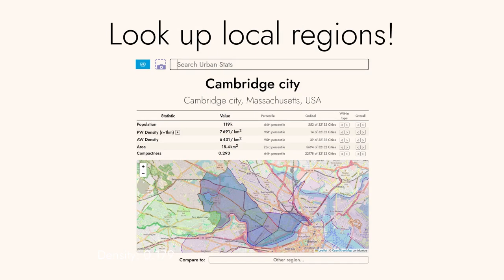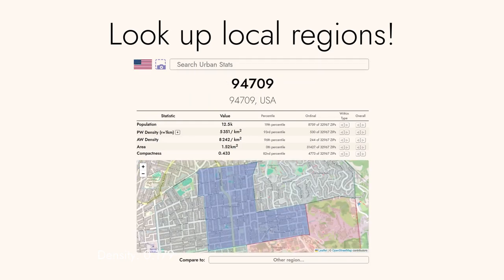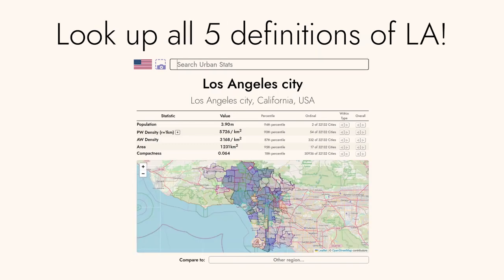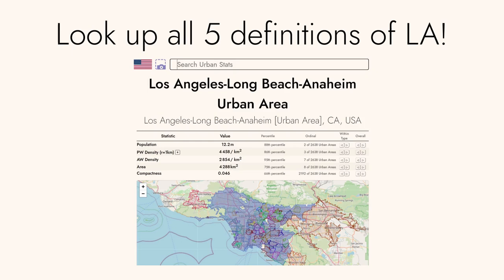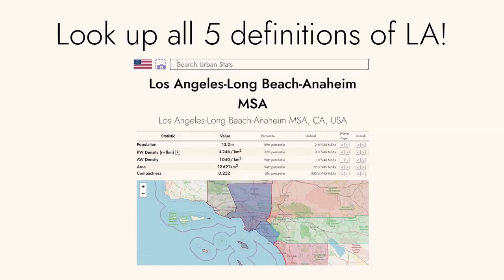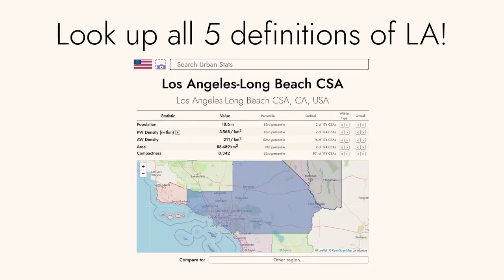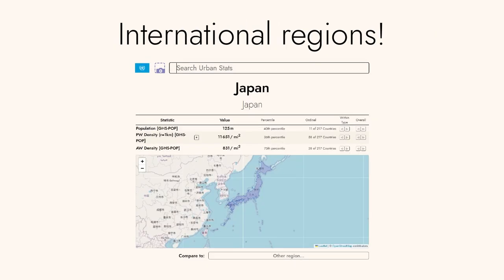You can look up local regions like Cambridge, Massachusetts. The city, you can see population weighted density, 7,700. The area weighted density, pretty similar. Cambridge is pretty homogeneous throughout. You can look up zip codes if you like. We have zip codes. But wait, there's more. You can look up all 5 definitions of Los Angeles, from the city all the way up to the combined statistical area.